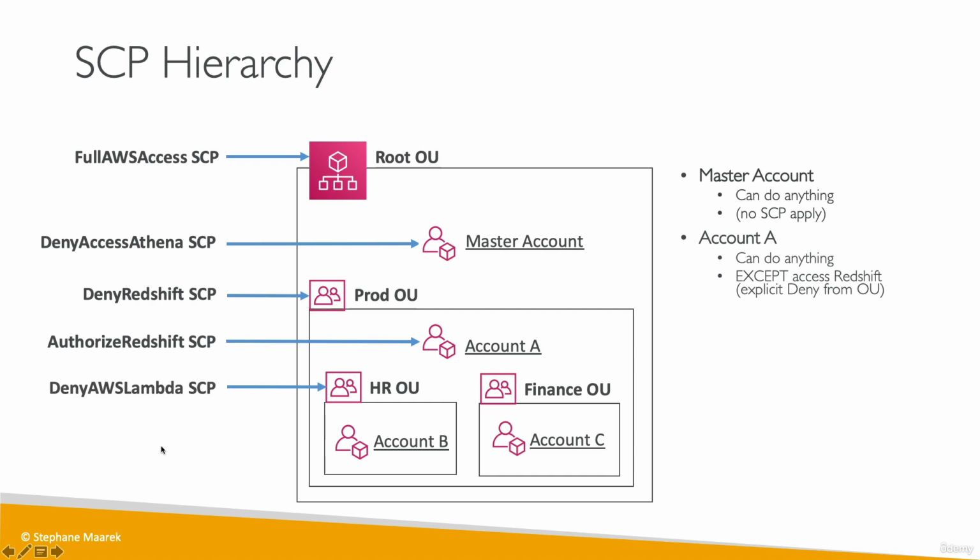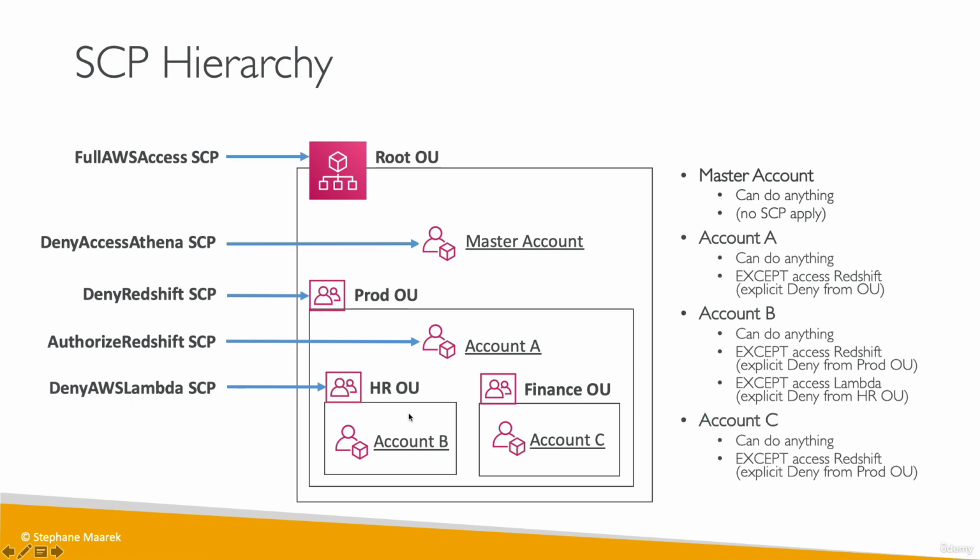Now let's look at the HR OU. It has a deny AWS Lambda SCP. And so what about account B? Well, it can do anything because of the full access, but it cannot access Redshift because it's within the prod OU. It's the bigger OU. And also it cannot access AWS Lambda because it's within the HR OU. Account C, though, in the finance OU, is not affected by this deny AWS Lambda SCP because it's only applied to the HR OU but not the finance OU. And therefore, account C has the exact same permission as account A, which is to do anything but access Redshift. Hopefully that makes sense. If you understand this, you've basically understood SCP and their power.